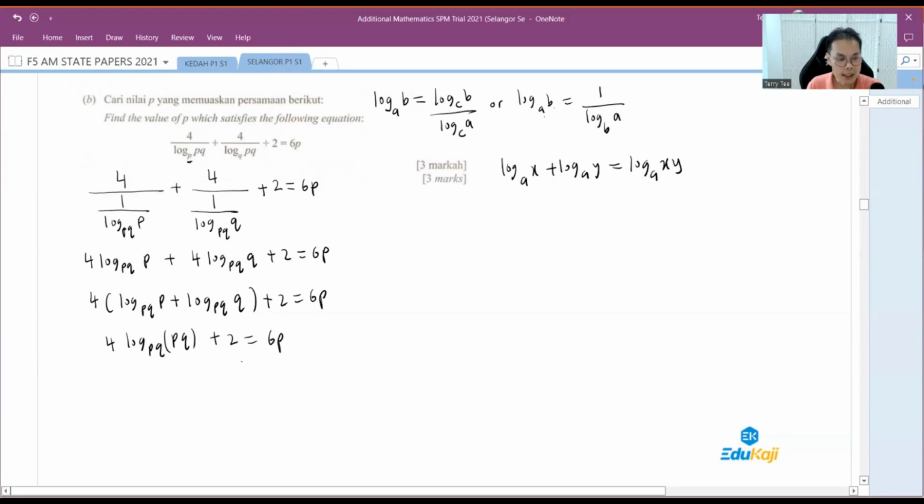Okay, so what happened to this? Log pq. Well, we know log AA is 1, right? A power 1 is A. So log pq is also 1. So now you're left with 4 times 1. Then you plus 2 gives us 6. So 6 is 6b, b is 1. Yep, very interesting question.